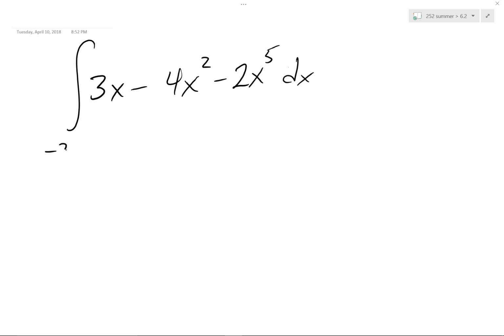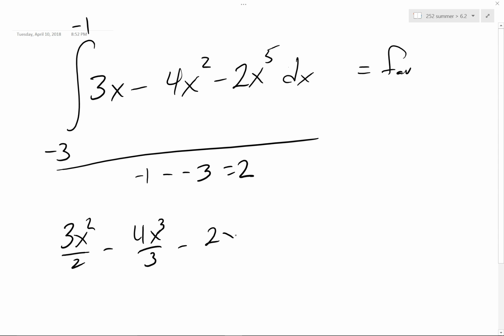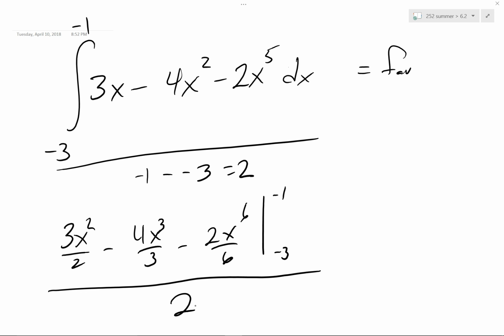I'm going to go from -3 to -1. There you go. So I want to find the average value over that region. It would be this guy divided by, how far apart are they? Well, it's -1 minus a -3. They are 2 units apart. So it's going to be 3x squared over 2 minus 4x cubed over 3 minus 2x to the 6th over 6 from -3 to -1. Divide the whole shebang by 2.